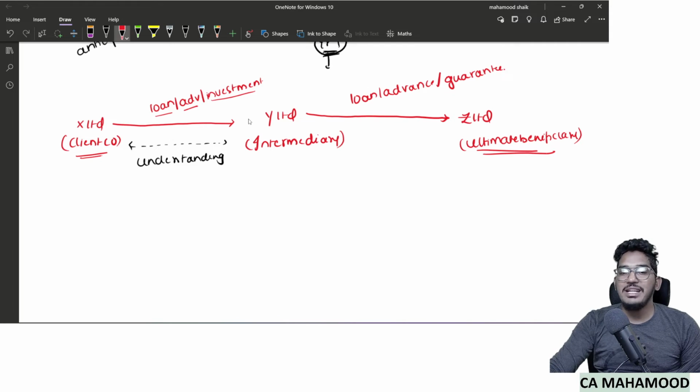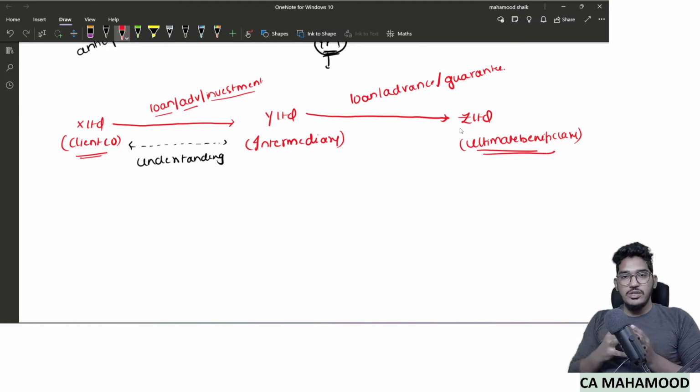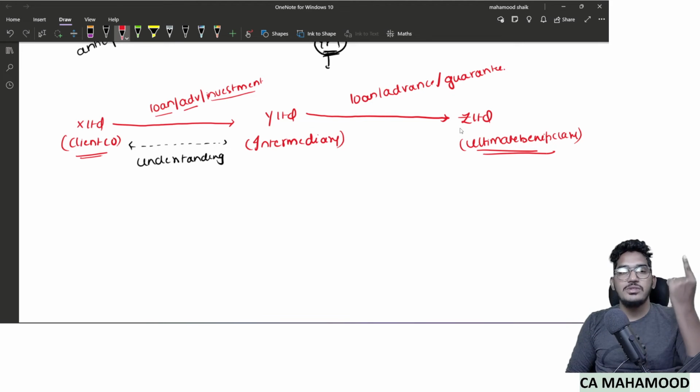So they have created one intermediary. And what they have done, instead of directly doing the favor to Z Limited, X Limited did a favor to Y Limited and asked Y Limited to do the same favor to Z Limited. So you tell me, does this look like a normal transaction or a manipulative transaction? This clearly looks like a completely manipulative transaction.